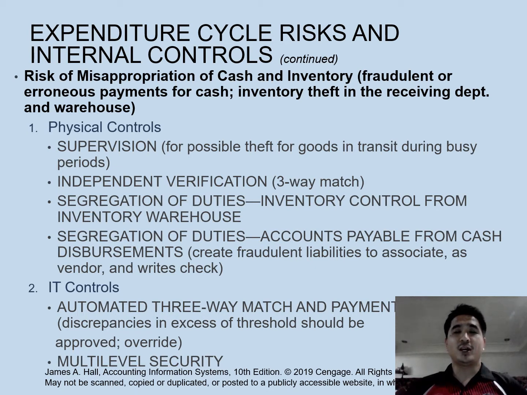Next is independent verification, a three-way match. As I always mention, you compare the PO with the receiving report, RR, with the supplier's invoice, SI. The PO contains the approved quantity and price. The receiving report contains the actual quantity. The supplier's invoice contains the actual price. If these three documents are compared and match, then we ensure that the actual quantity received is also approved and the actual price to be paid is also the price approved.